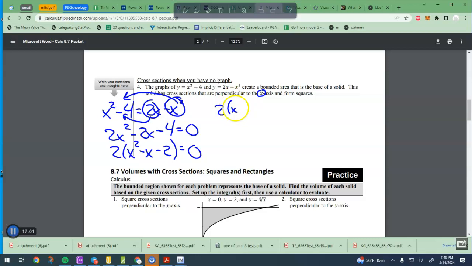So that's going to be 2 times x minus 2, x plus 1. You good? You with me? And then 2 equals 0 never happens. x minus 2 equals 0 happens when x equals 2. x plus 1 equals 0 when x equals negative 1. So we've got between negative 1 and 2 is going to be our integral.